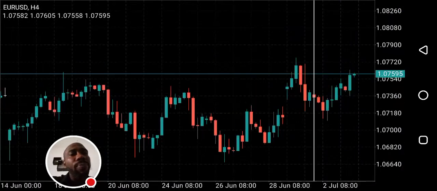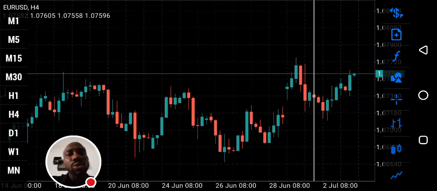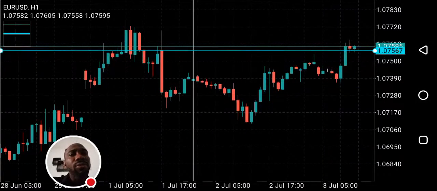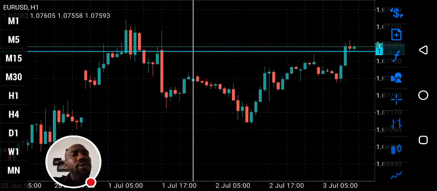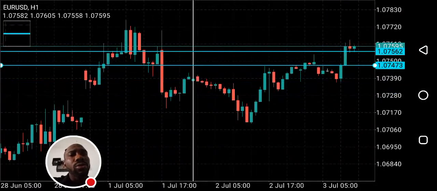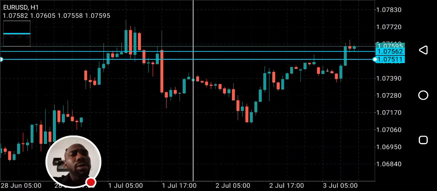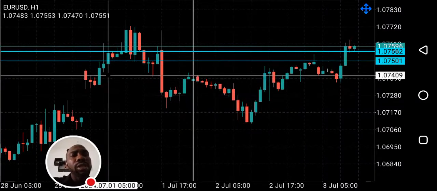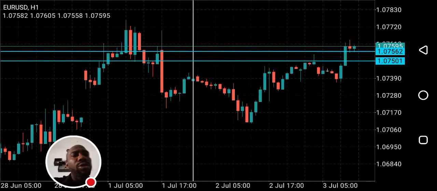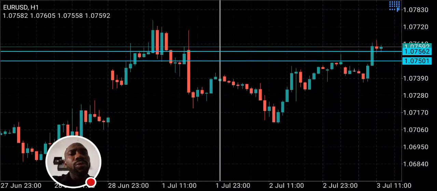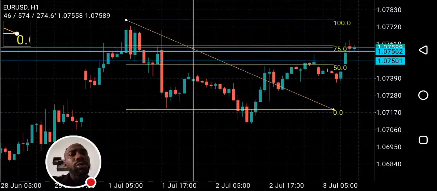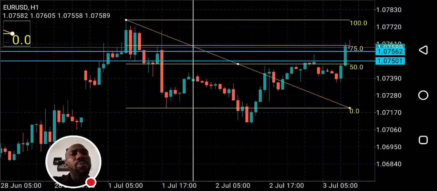Let's go down to 4 hour. I believe a fair value gap was created. Let's go down to 1 hour. A fair value gap was created, though that fair value gap has been filled, right? Also you will notice there was a shift in market structure at this point. So if we apply Fibonacci, we'll take it from this swing high to this swing low. You can see where price is right now. Price is at a premium level.